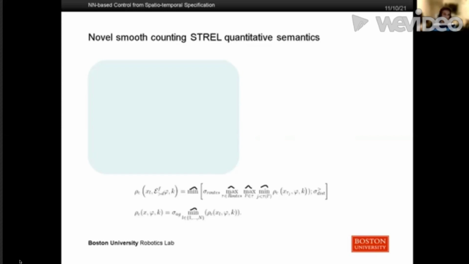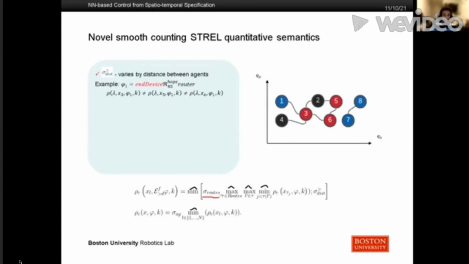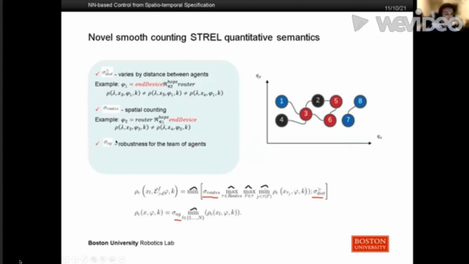We address the limitations in the following way. You can see here an example of the novel semantics. We added a few functions: sigma routes, sigma distance, and sigma agent. Sigma distance varies with the distance between agents. So for the formula that we saw in the previous slide, agents 3, 5, and 6 will not have the same robustness. In fact, agent 6 will have higher robustness, since it has more routes that satisfy the formula. In the same way, sigma routes accounts for how many routes satisfy the formula. So now agent number 2 will have higher robustness than agent number 4. Sigma agent captures the robustness for the team, like how many agents satisfy the formula. And we also approximate the min and max operators with smooth versions of these operators.